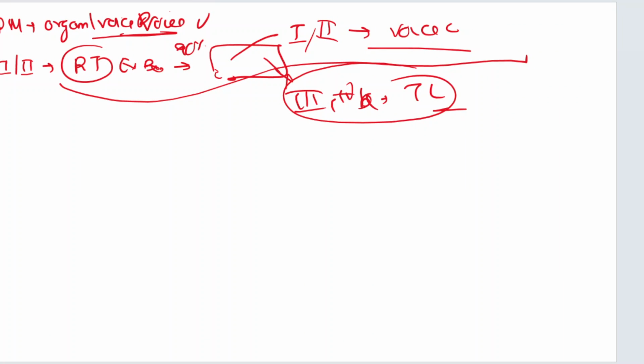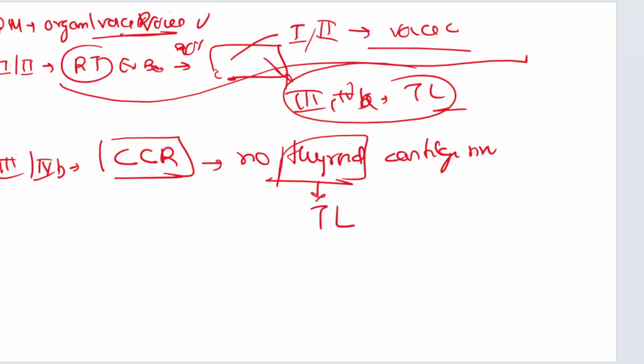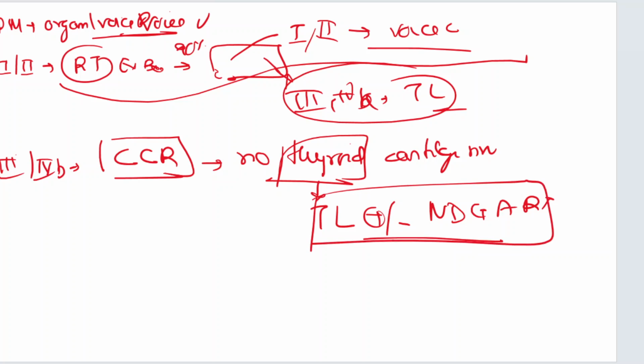Now coming to stage 3 and stage 4A, what do we try to do? You think of concurrent chemoradiation with cisplatin. Concurrent chemoradiation with cisplatin is the first choice, as long as there is no thyroid cartilage invasion. No thyroid cartilage invasion. Now this is important. Once the thyroid cartilage has got invaded, you don't have any choice. You have to go for total laryngectomy plus or minus neck dissection plus adjuvant radiotherapy. This is the treatment of choice.